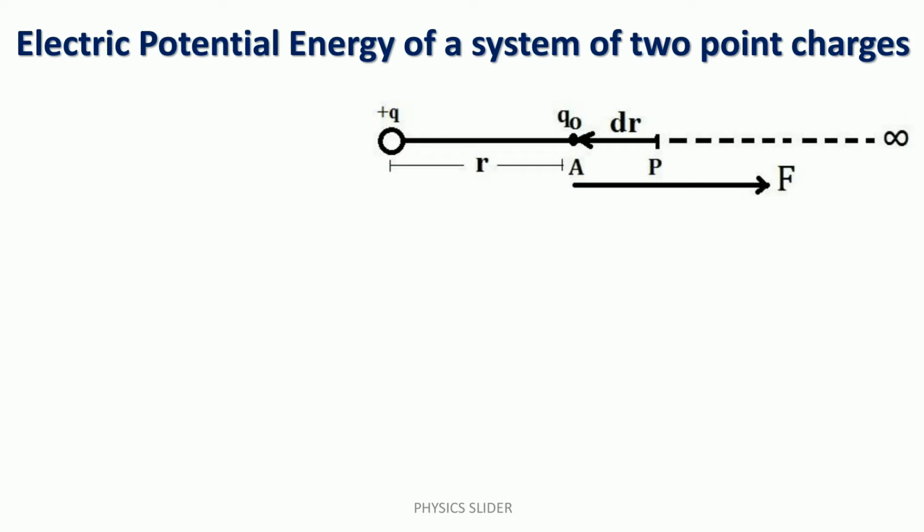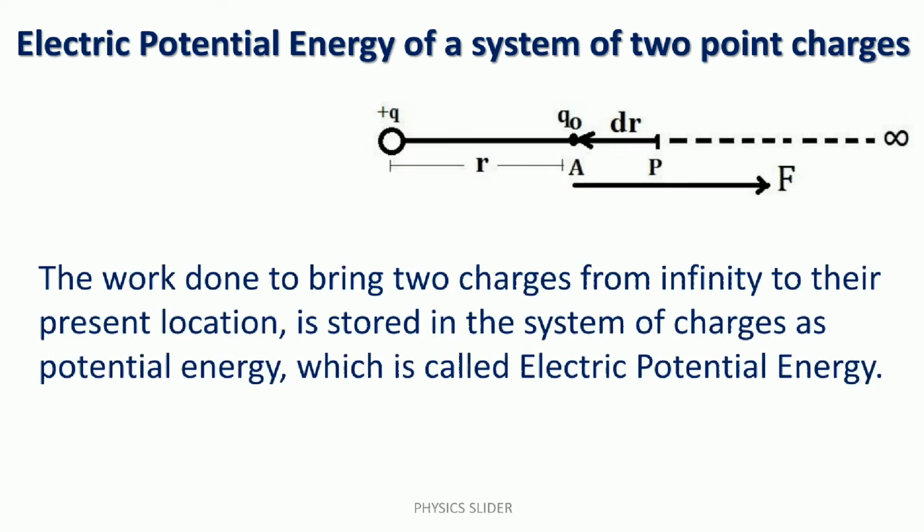So we will find out the work done in this case in the same way as we have derived in the case of electric potential due to a point charge. That work done that we need to do while bringing this system of charges from infinity to the present location is stored as electric potential energy. So we will define this: the work done to bring two charges from infinity to their present location is stored in the system of charges as potential energy, which is called electric potential energy.